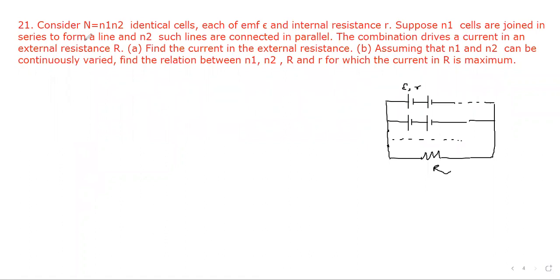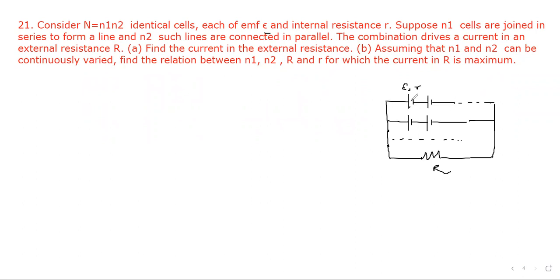The next question says, consider capital N equal to N1 times N2 identical cells, each of EMF E and internal resistance r. Suppose N1 cells are joined in series to form a line, and N2 such lines are connected in parallel. The combination drives a current in an external resistance R. Find the current in the external resistance. Assuming that N1 and N2 can be continuously varied, find the relation between N1, N2, R and small r, for which the current in R is maximum.